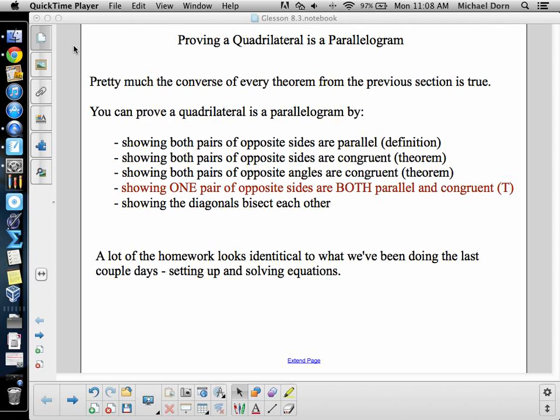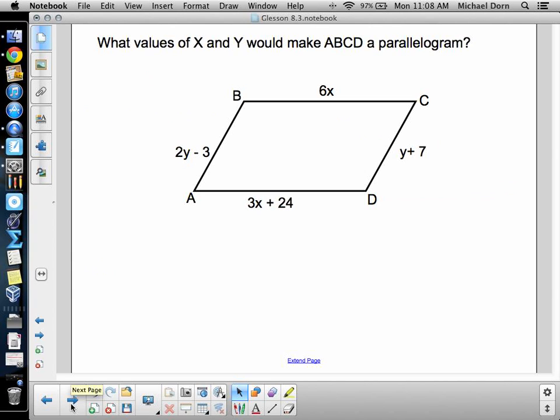Now, most of the homework is going to look identical to what we've been doing. They just phrase the question differently. So instead of saying ABCD is a parallelogram, find the values of X and Y, which is what the instructions were the last two days, now it's going to say what values of X and Y would make ABCD a parallelogram. It changes nothing about how we set up and solve the problem. It's just asking it in reverse now. Instead of giving that this is a parallelogram, so I know opposite sides must be congruent, we make the opposite sides congruent, so it must be a parallelogram.